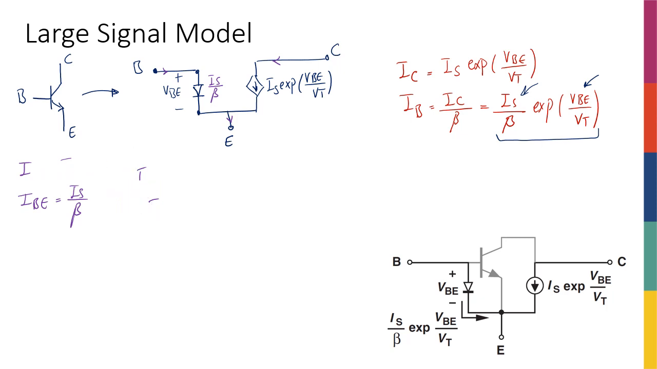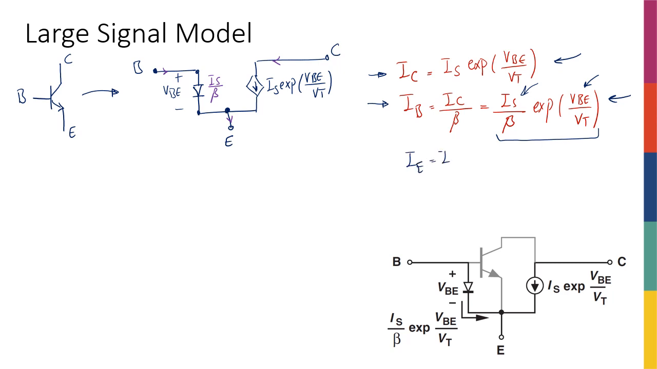I'm going to just erase this because it's a side note. Okay, going back to what we were actually talking about. So I got my IC, I got my IB, and if I add this guy and that guy, the KCL at this node is going to give me IE, that is the correct expression.